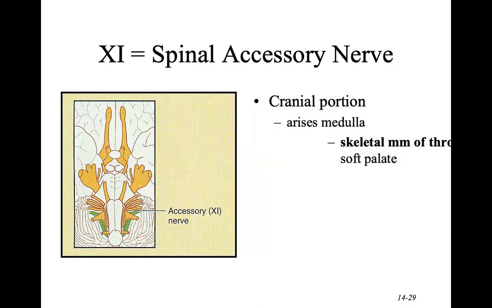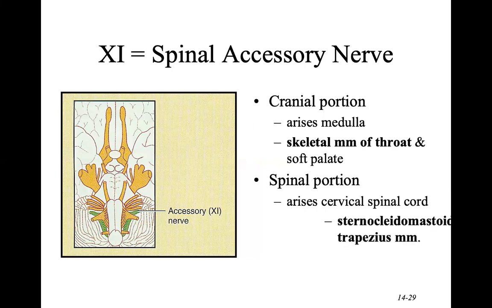Cranial nerve 11 is the spinal accessory nerve, and this cranial nerve deals with the skeletal muscles of the back of the throat, the soft palate, and two very important muscles, the SCM, the sternocleidomastoid, and the trapezius.